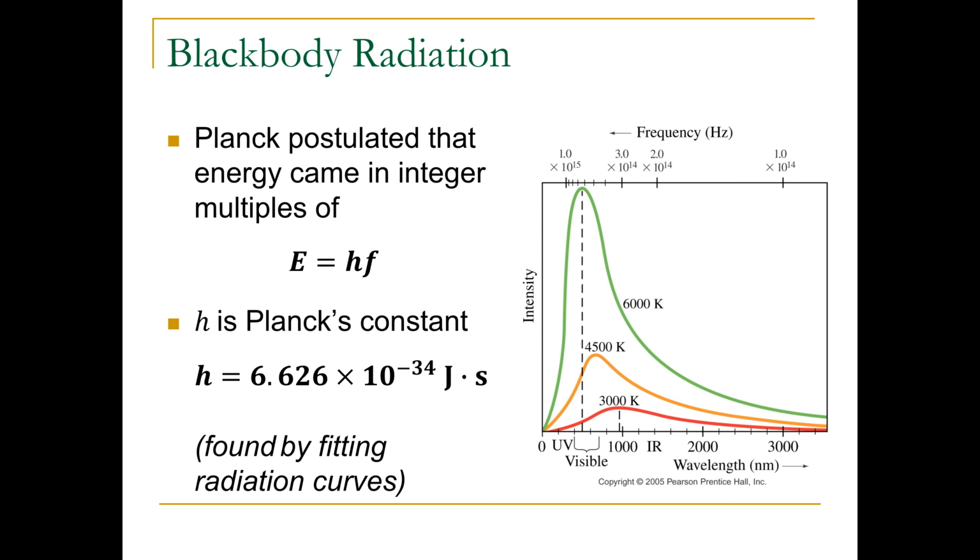The main equation with photons that you should be familiar with is the equation relating the energy of a photon to a constant h times the frequency, E = hf. This constant, known as Planck's constant, is a tiny number. It's 6.626 times 10 to the negative 34th joules times seconds.